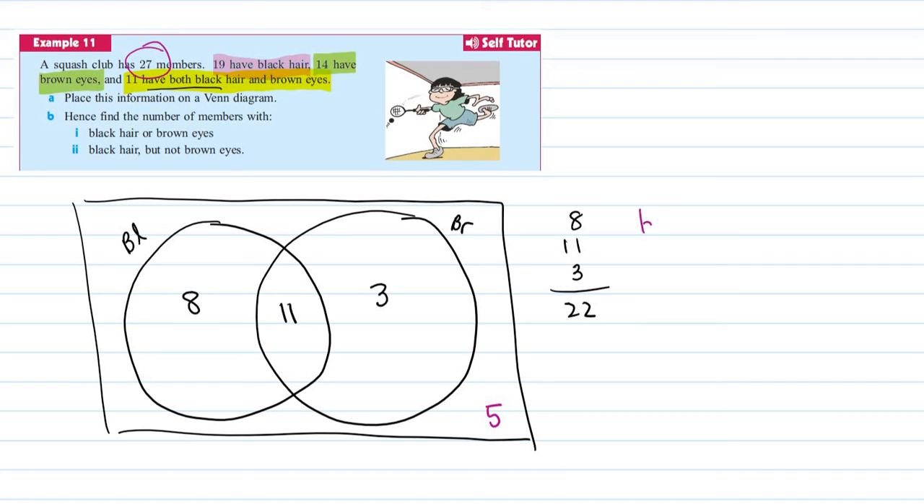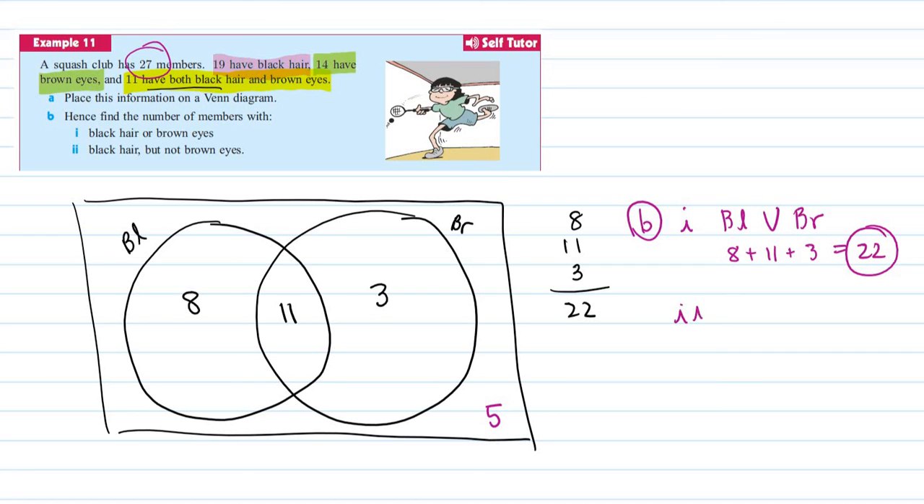All right, now we can go to part B and we can start answering the questions. So who has black hair or brown eyes? Well, recall that black hair or brown eyes is going to be black hair union brown eyes. The union is going to be all of the members of both of those parts. So it's going to be 8 plus 11 plus 3, which we already established was 22. So 22 people have black hair or brown eyes.